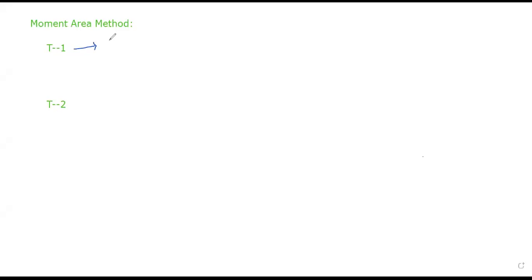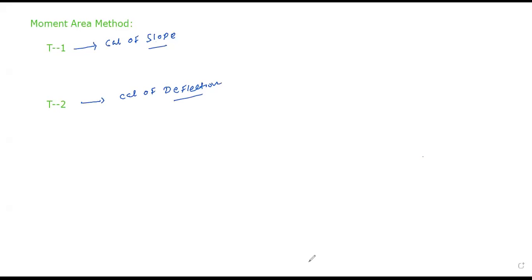Calculation of slope. And theorem number 2 is basically used for calculation of deflection. Is it okay? What is the use of theorem number 1 and what is the use of theorem number 2? That is clear to all of you? Please confirm me.